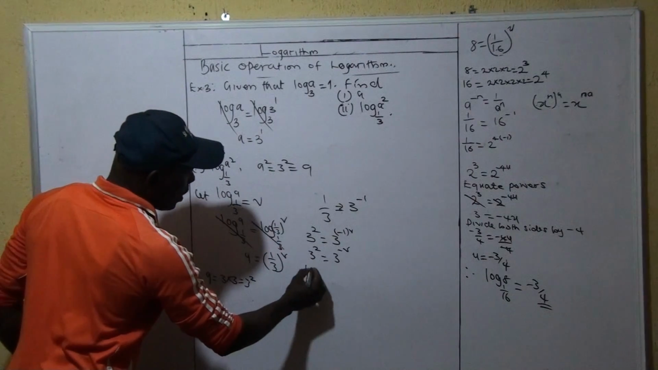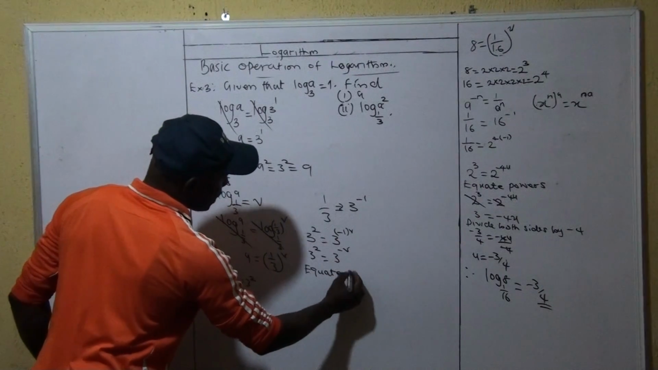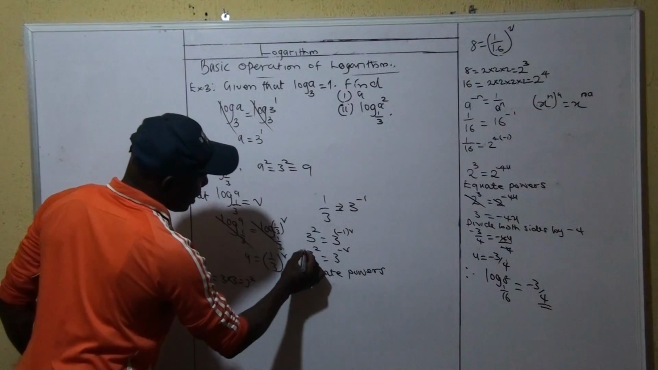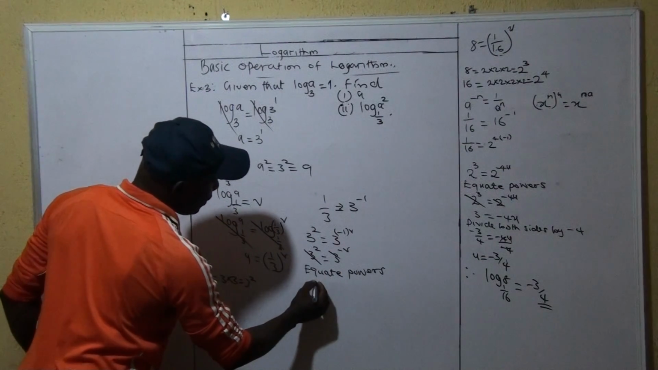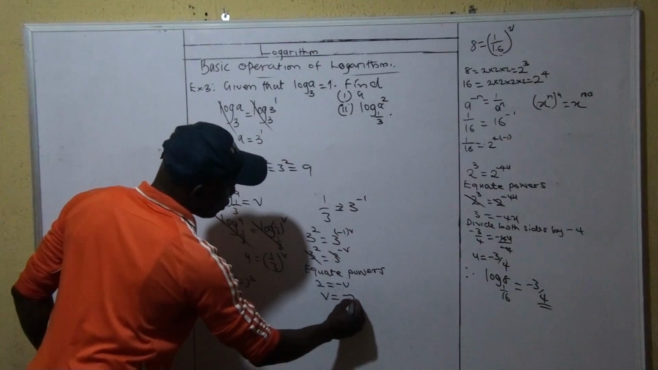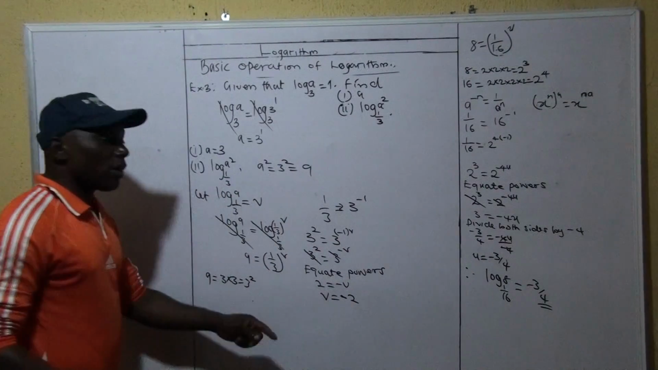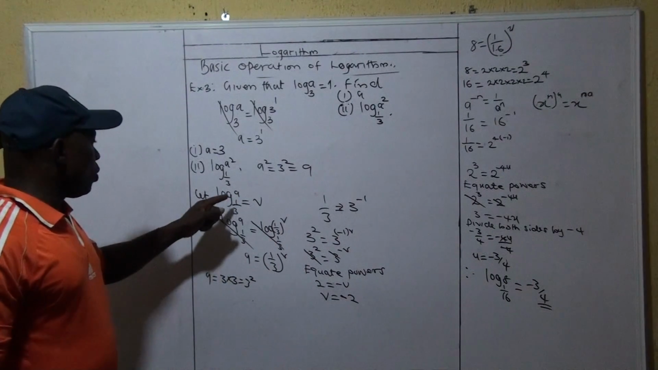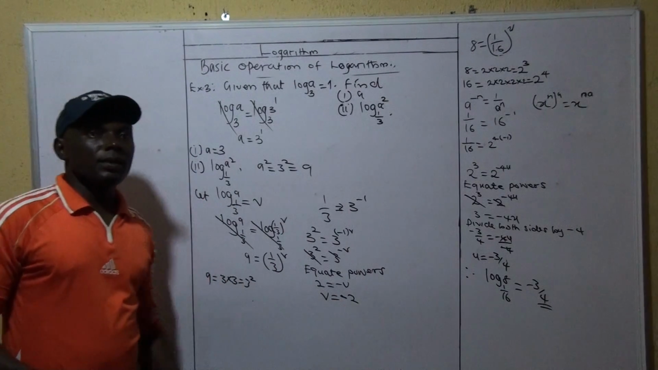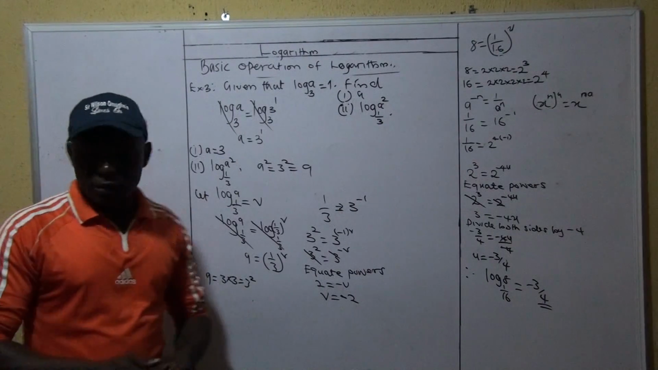Then next you equate what? You equate powers. So if you equate powers, you get 2 equals minus v, and v becomes minus 2. So the number of times you are going to raise 1 over 3 to give you 9 is minus 2. That is just a simple explanation there.